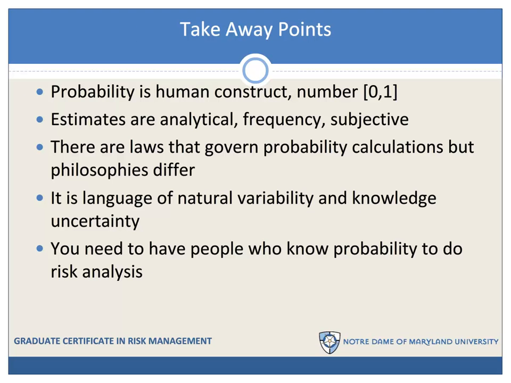Let's review a couple of ideas from these two probability review videos. First, probability is a human construct. It's a number between 0 and 1. Probability estimates can be analytical, they can be frequencies that we observe, or they could be subjective judgments. There are laws that govern probability calculations, but the philosophies behind those laws may differ substantially. Probability is the language of natural variability and knowledge uncertainty. You need to have people who know probability to do good risk analysis.